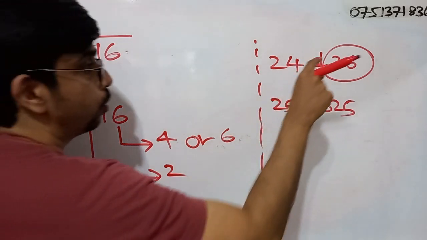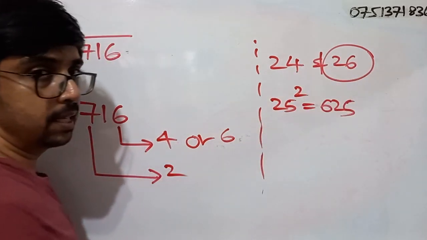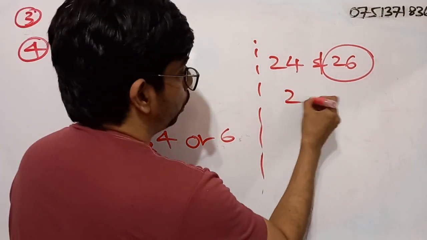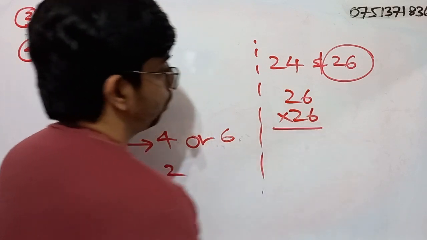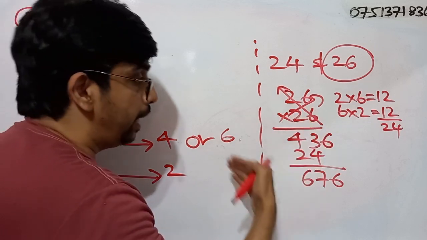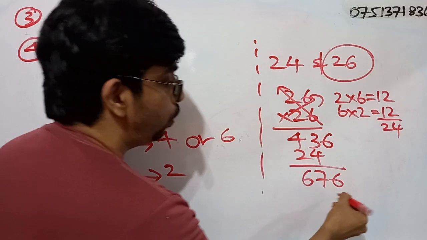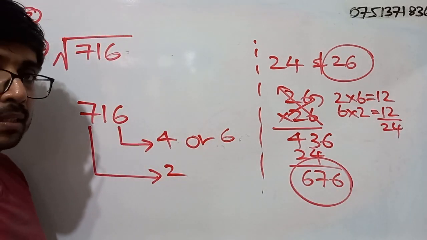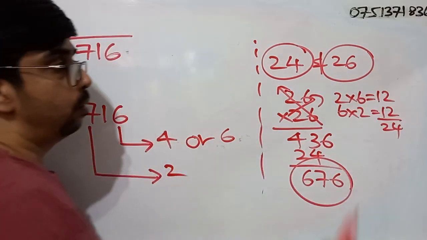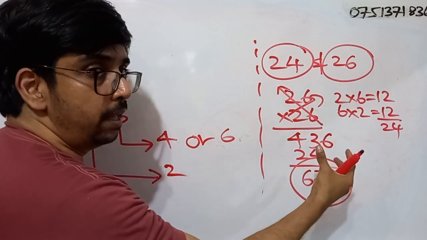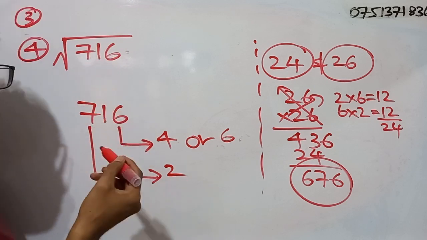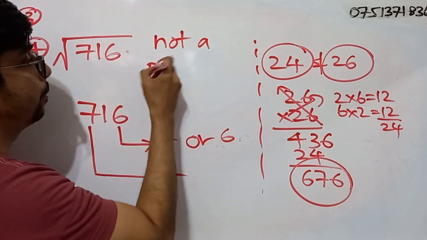So most probably, if we check the square of 26, what will it be? 716? So I said most probably, yeah? So 26 into 26, what do we get? When we take the square of 26, we get 676. We can't take this value, and the square of 24 also does not give 716. Both of these values, when we square them, we don't get 716. So 716 is not a perfect square.